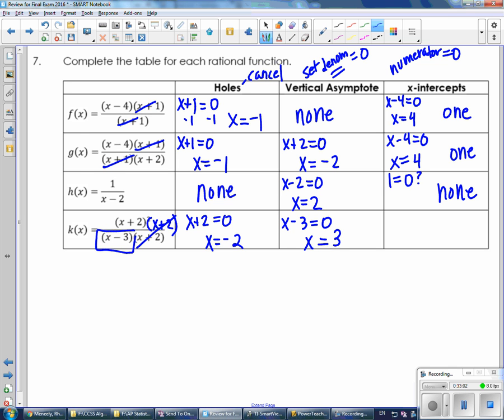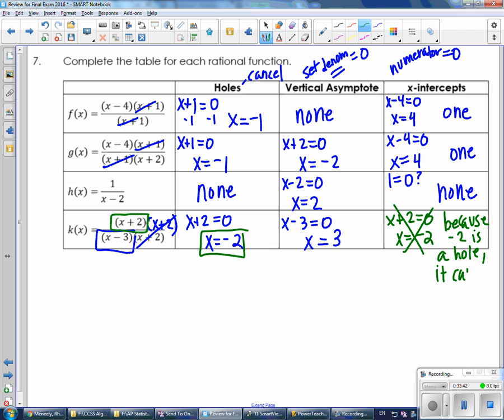And if I think about whatever's left in my numerator, that's going to help me with my intercepts. But I have to be really careful here, because if I look at that x plus 2 in my numerator, it's tempting to say then that x equals negative 2 is an x-intercept. Problem is, I've already identified x equals negative 2 as a hole in the graph. So if there's a hole in the graph, that point does not exist on my function. So it can't be my x-intercept. Because negative 2 is a hole, it can't be a 0.